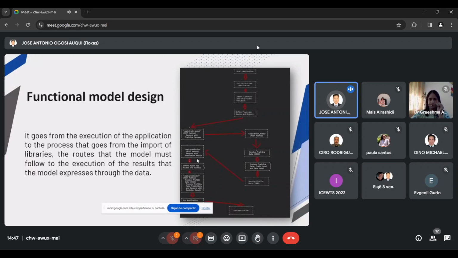It goes from the execution of the application to the processes, from the imported libraries. Like I said, this is the backend, the routes that the model must follow, the execution of the results that the model expressed through the data. This functional model will take the better route to make the better decision for this person, to acquire a better salary, better money for this time and the future.